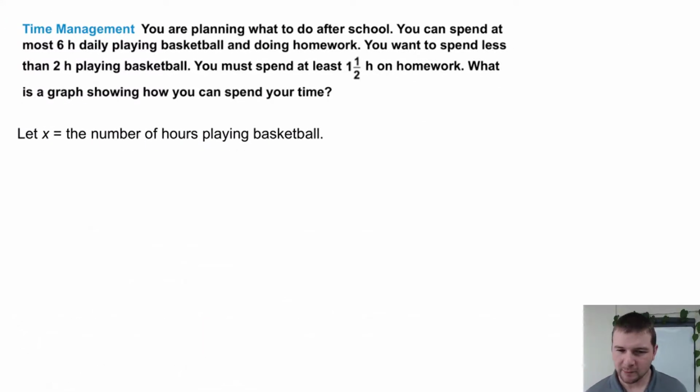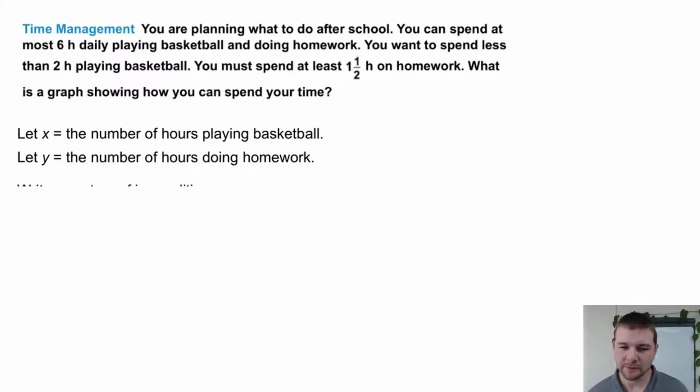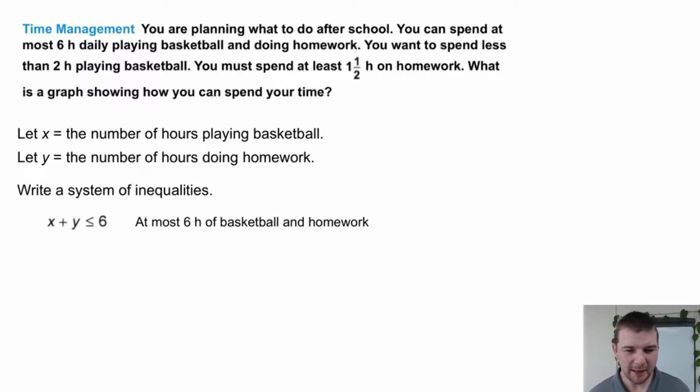We'll let X represent the number of hours playing basketball, and Y represent the number of hours doing homework. We'll write a system of inequalities. X plus Y must be less than or equal to 6. That's because we have at most 6 hours of basketball and homework.